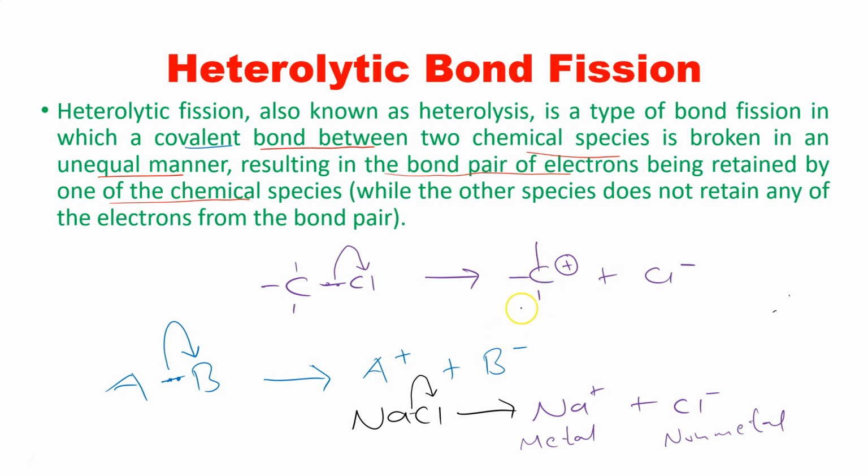So here we generate what is said to be an electrophile and a nucleophile. A nucleophile is such a species that retains an electron pair, while an electrophile is such a species that is electron deficient. So electrophile is electron deficient, while nucleophile is electron rich. So this is the difference between heterolytic and homolytic fission.